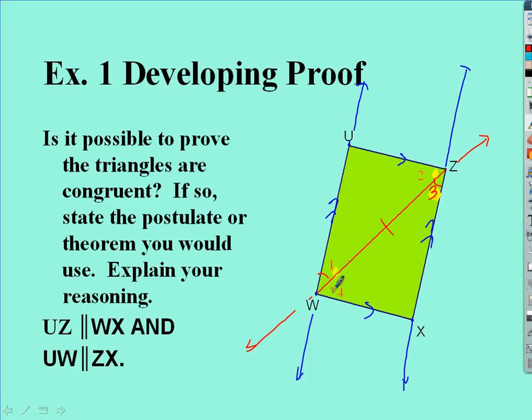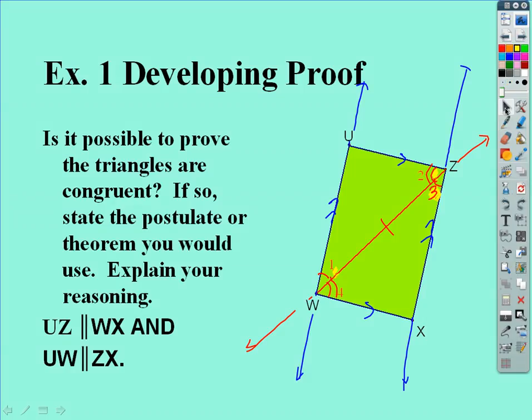Wouldn't 2 and 4 also be true? Yes. So we got it. What's the theorem? Real quick, what's the theorem? There it is. What is it? Angle side angle. There you go. Good. Okay, very nice.